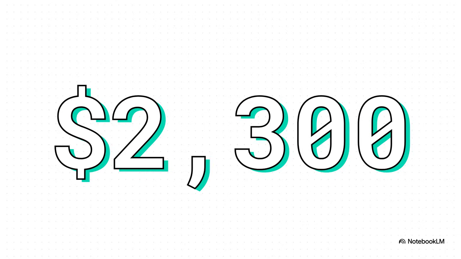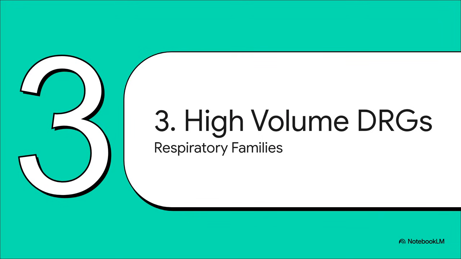So why does all this precision even matter? Well, let's look at the financial stakes for a second. If a coder misses a secondary COPD diagnosis in a seemingly simple pneumonia case, the reimbursement drops by exactly this much revenue, $2,300. Seriously, just one missed complication or comorbidity code, and you've lost thousands of dollars for care that the hospital actually provided. That brings us to Section 3, High-Volume Respiratory DRGs.